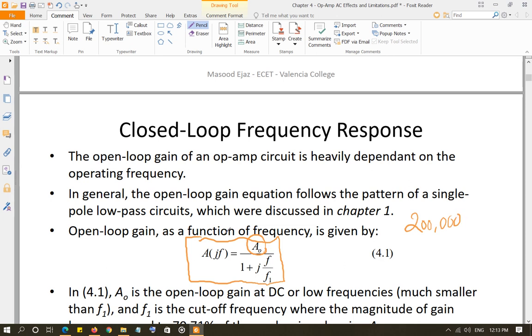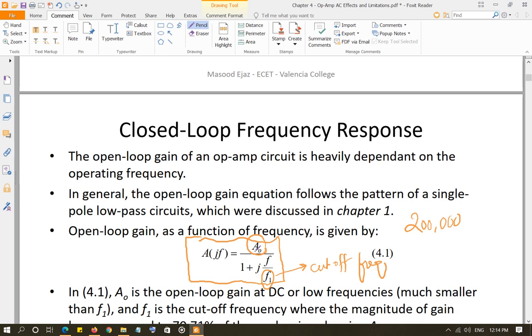And of course, this equation, as we discussed in chapter number 1, is a low pass one pole circuit equation. F1 is the corner cutoff frequency, or corner frequency, or bandwidth of the circuit. So this is the cutoff frequency. What is cutoff frequency? The frequency at which the magnitude of the gain becomes 70.7% of the peak magnitude, which is the magnitude at DC.